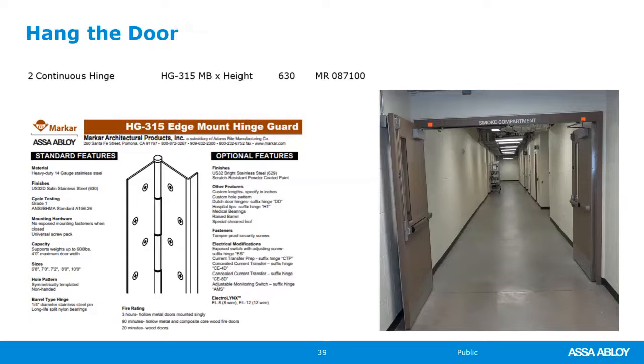Wide doors and heavy doors, we want to spread the weight of the door over the height. A continuous hinge does that nicely, and it also helps to protect the edge of the door. The Markar stainless steel HD315 was selected and was used consistently throughout for all of the cross corridor and corridor type openings in this facility. And by being stainless steel, it helps with the cleanliness portion of it, as well as protecting the edge of the door and hanging the door all in one.